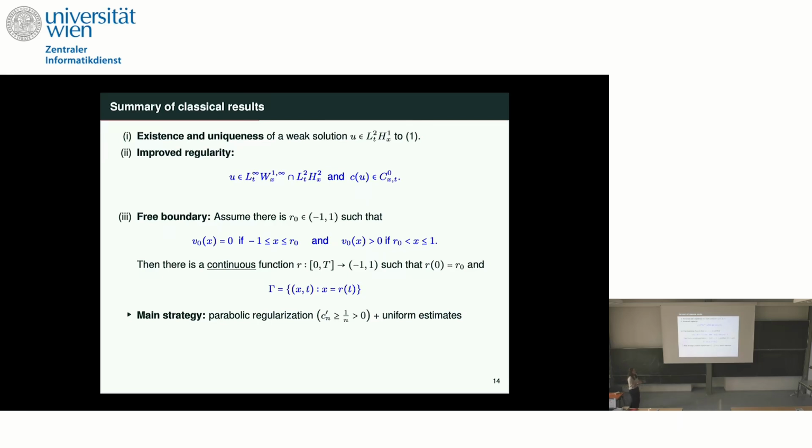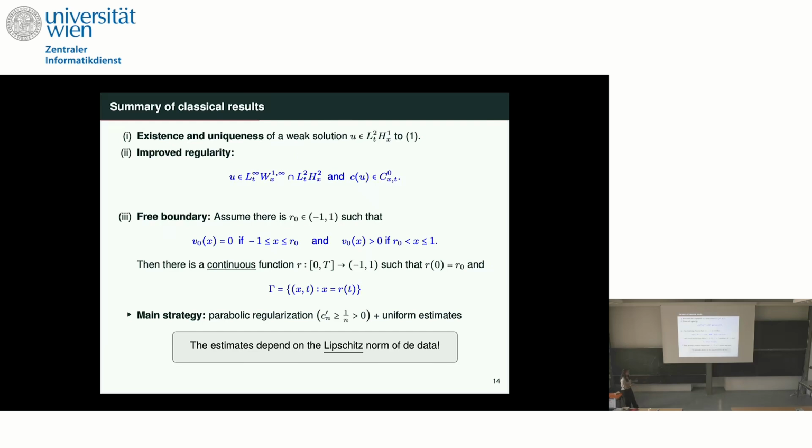And what I really want to emphasize here is that these estimates depend on the Lipschitz norm of the data. So they develop all of this theory, and they need that the boundary data and the initial data is Lipschitz. And so we can ask, well, what if they are not Lipschitz? What if they are even discontinuous?